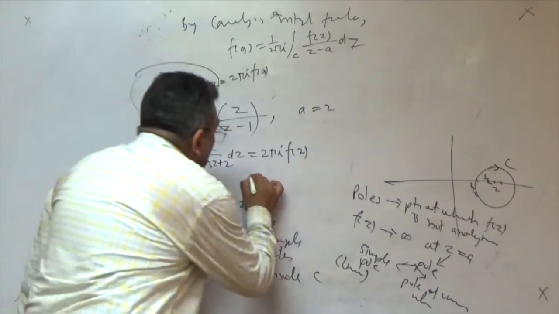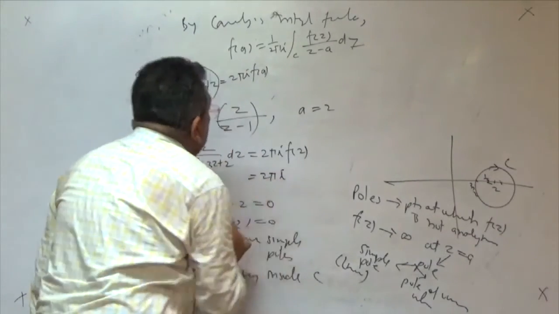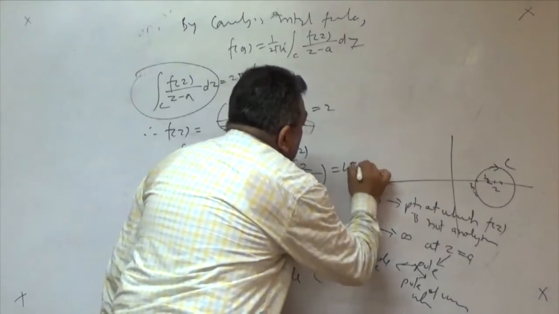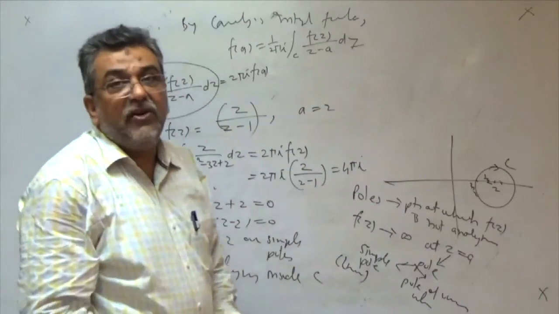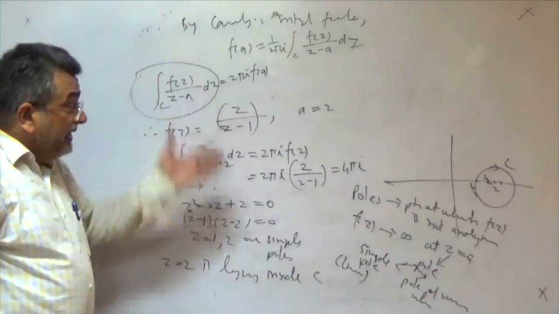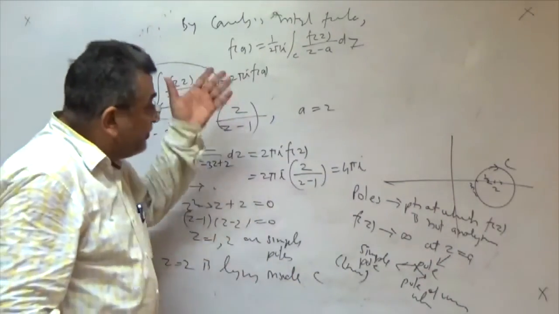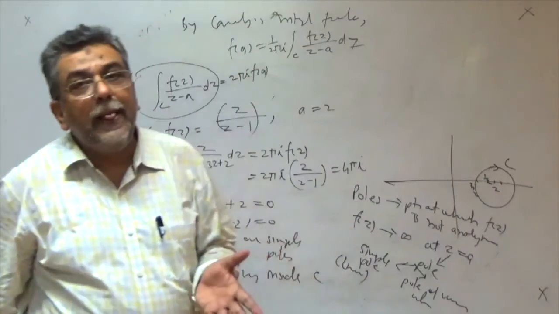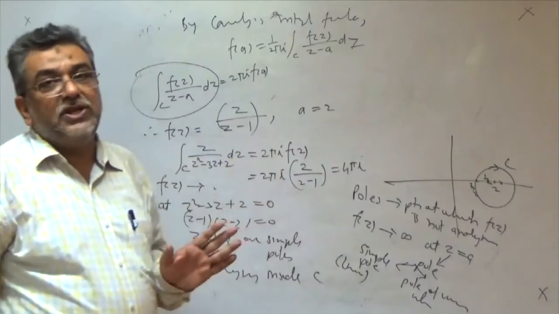Now calculate the value of this: 2 pi i f(2) means 2 upon 2 minus 1, that is 4 pi i. This is the final answer of this given integral. So by this method, by this process, we can use Cauchy's integral formula to evaluate any complex integral.